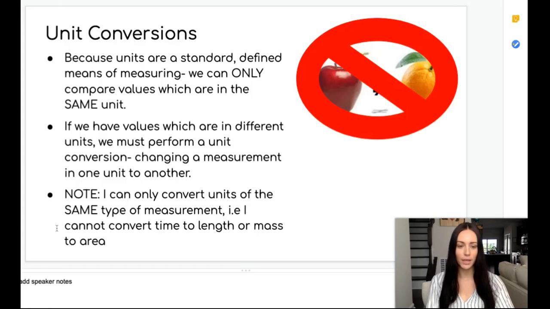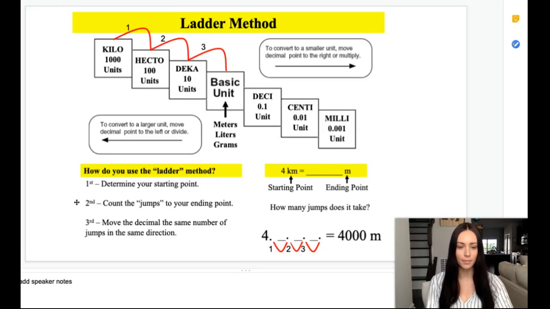Now, there are two ways of doing unit conversions that we are going to discuss today. The first is called the ladder method. The ladder method is used for converting between different subunits of the same base unit, meaning the base units with their given prefixes. For example, comparing centimeters to millimeters to decimeters, etc. So within the same base unit, converting between those different prefixes, we will use what is called the ladder method.